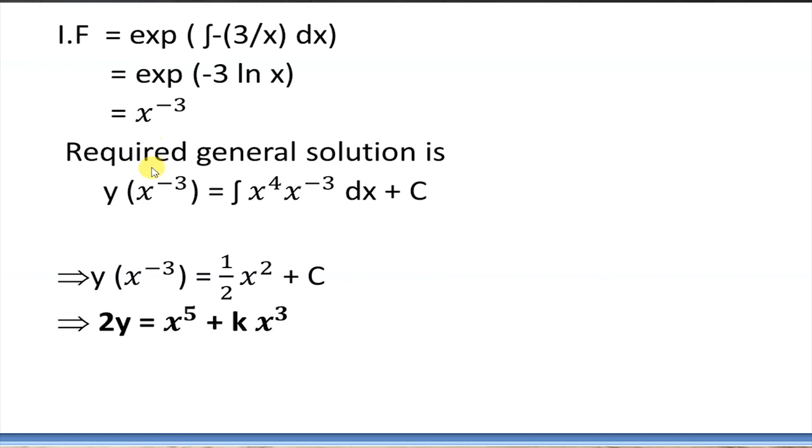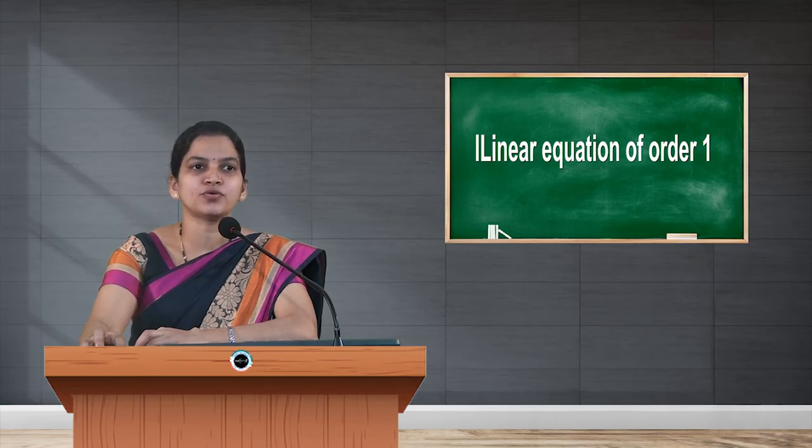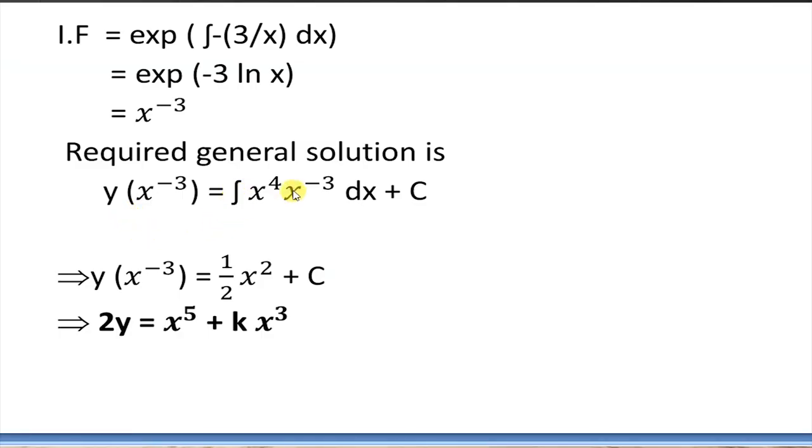We know the integrating factor here, that is x to the power minus 3, or we can put the modulus here. So the required solution is y into x to the power minus 3 is equal to the integral of q, which is x to the power 4, into the integrating factor, x to the power minus 3, dx plus c. So simplify this and integrate here.